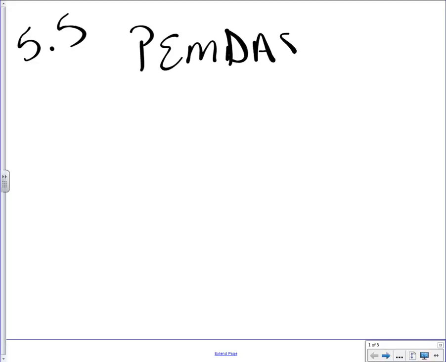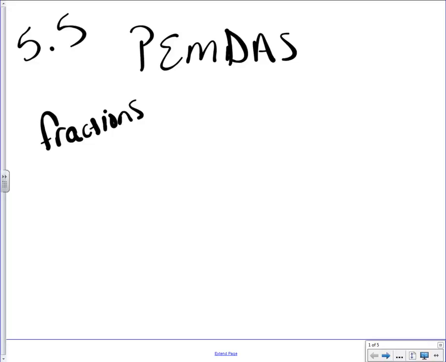All right, we're covering section 5.5. We are still dealing with order of operations, which is Please Excuse My Dear Aunt Sally. And for 5.5, we are working with fractions. Same idea, now we're just dealing with fraction numbers.